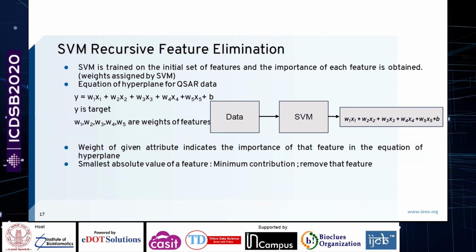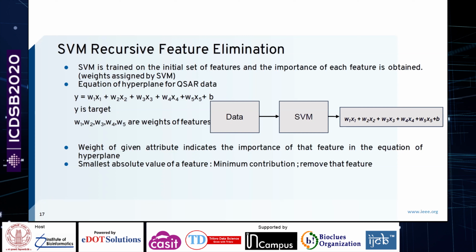So support vector machines provide you information in terms of the hyperplane. If you have 5 attributes, the hyperplane equation is given as w1x1 plus w2x2 plus etc. w5x5 plus b. Each attribute has got a weight. The problem is to find out the best weights which maximally classify the particular data at hand.